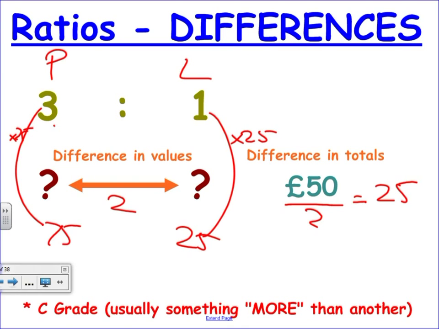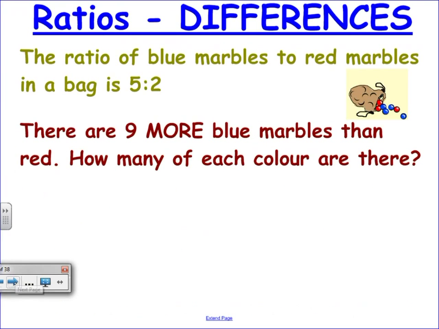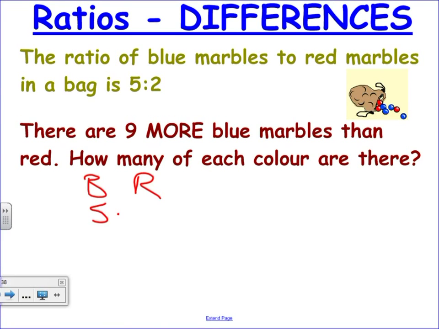Okay, so let me show you questions on that so you can practice. This is one of their favourites, marbles. The ratio of blue marbles to red marbles in a bag is 5 to 2. Okay, so even before I start, what am I going to write down? Blue, red, 5 to 2. Because I know it's a ratio question.